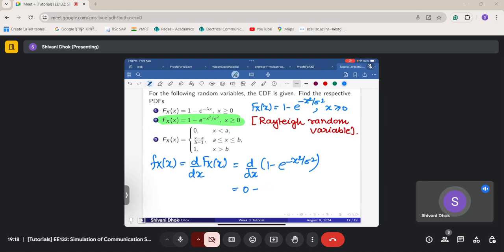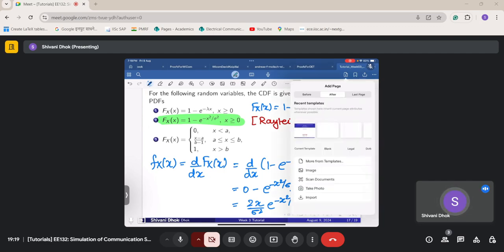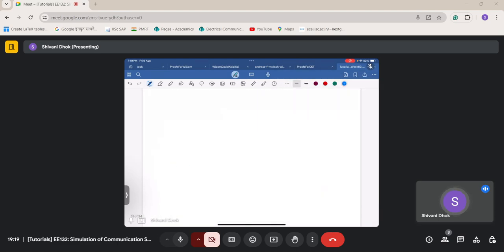It comes out to be 0 minus e power minus x square by sigma square into minus 2x by sigma square. So this comes out to be equal to 2x by sigma square into e power minus x square by sigma square, for x greater than or equal to 0. So this particular random variable is the Rayleigh random variable. Let me summarize in the same fashion what we did.